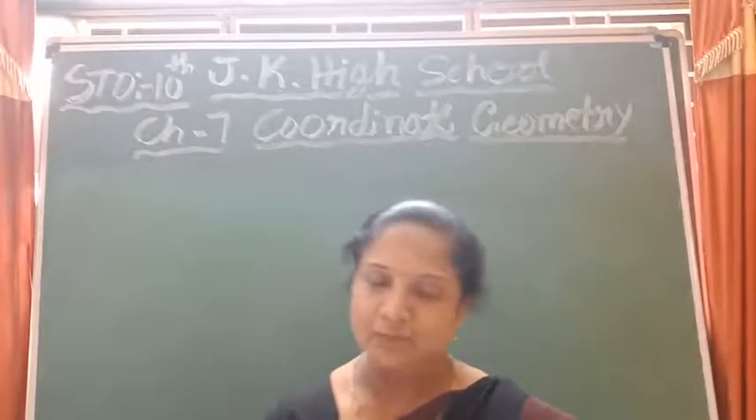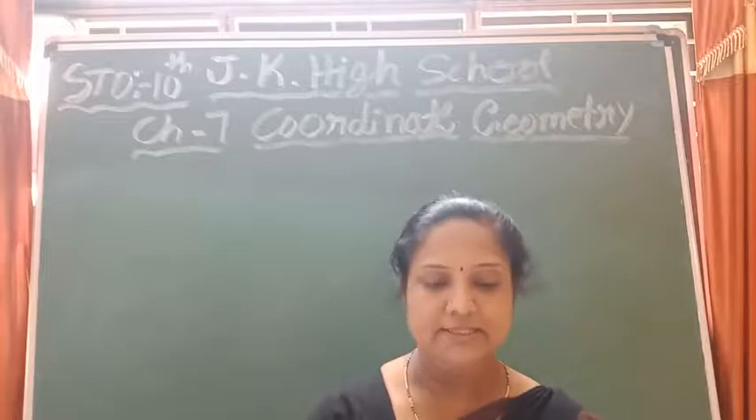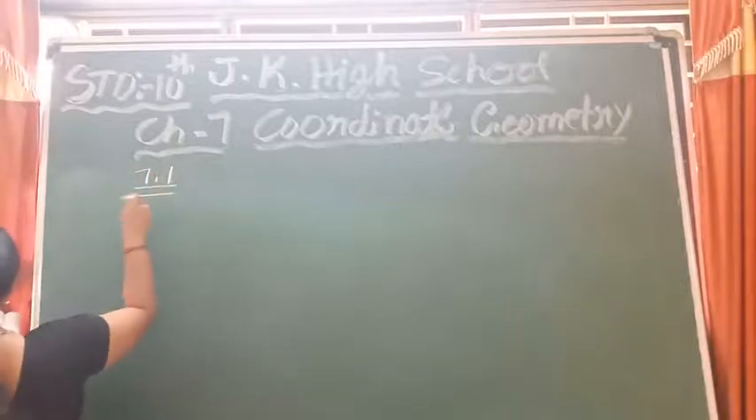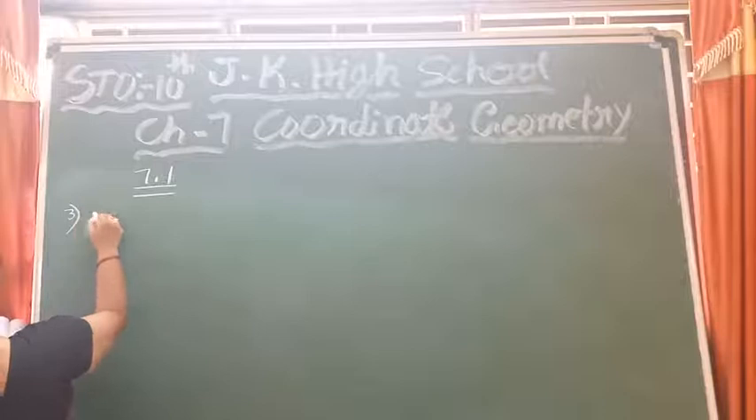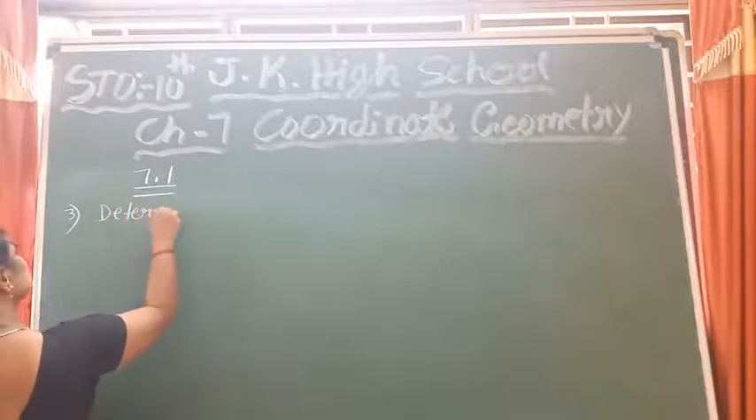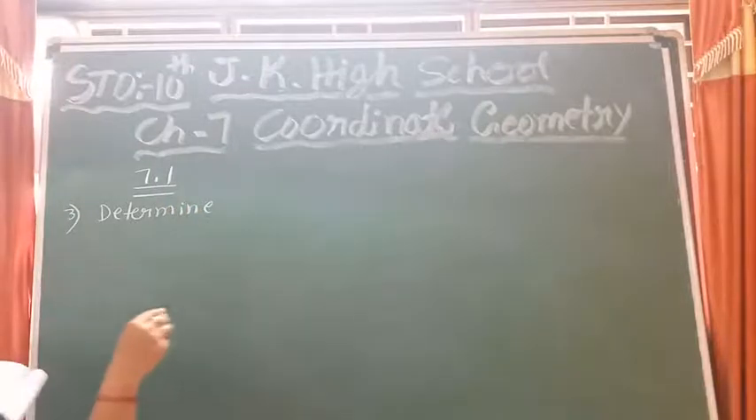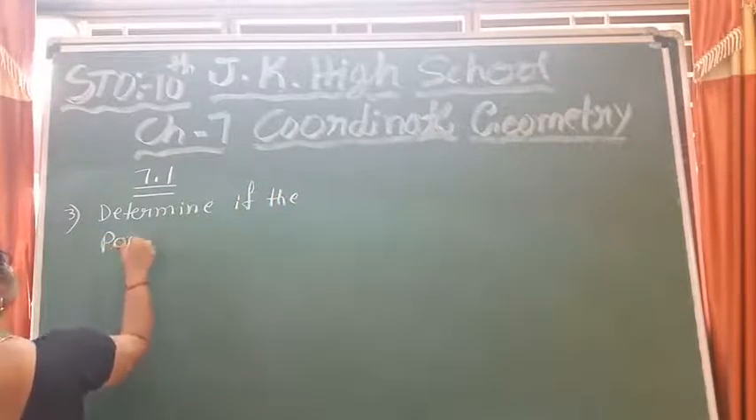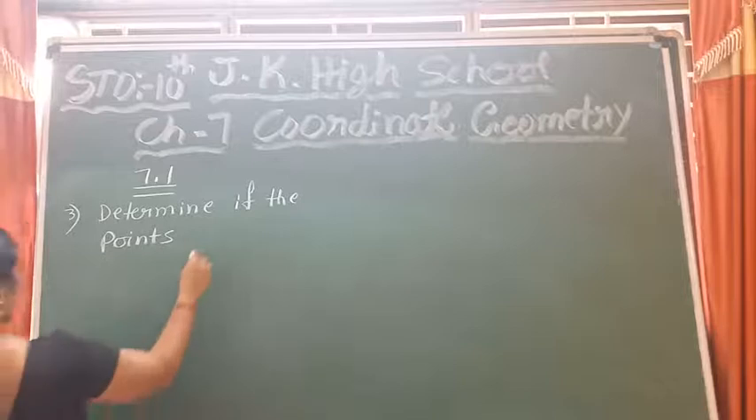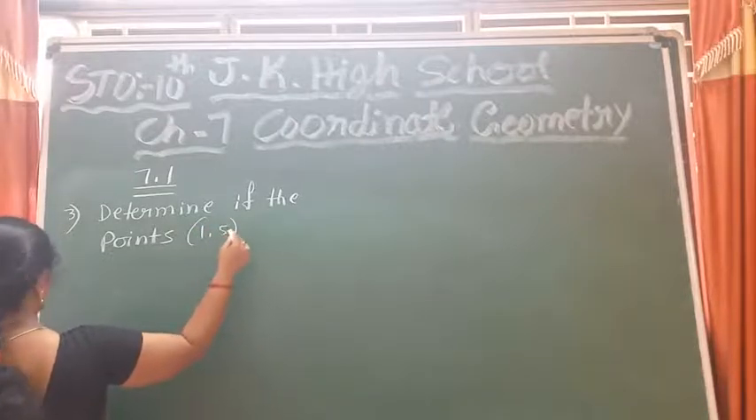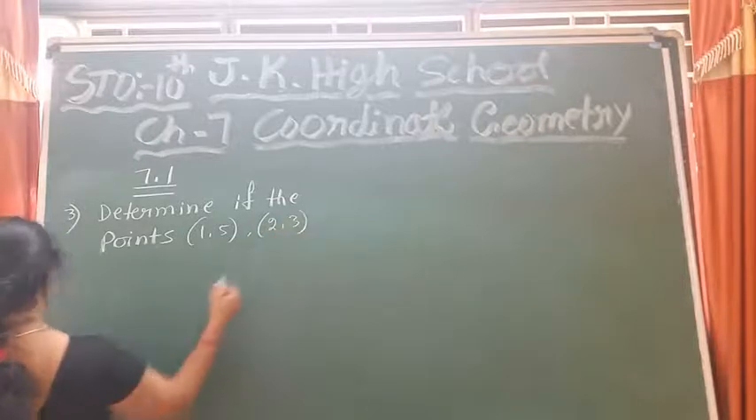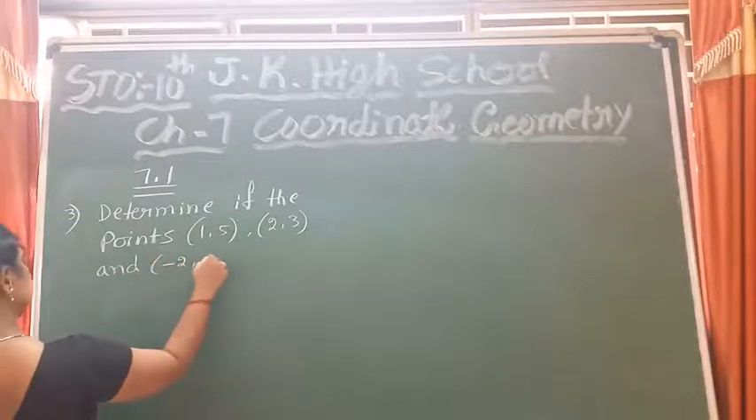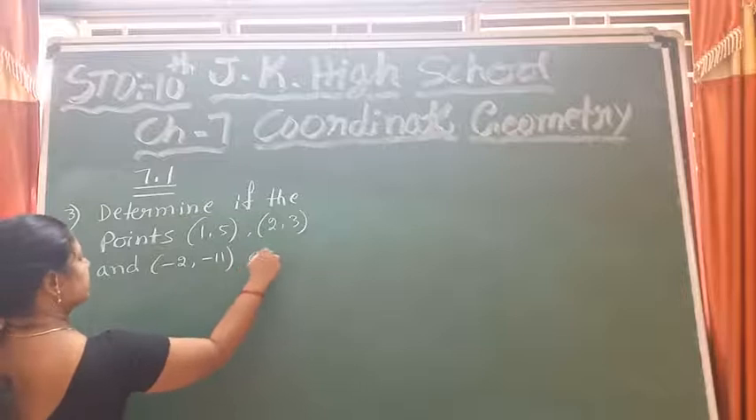Hello children, I am going to continue chapter 7, coordinate geometry, exercise 7.1, third question. The question is: determine if the points (1, 5), (2, 3) and (-2, -11) are collinear.